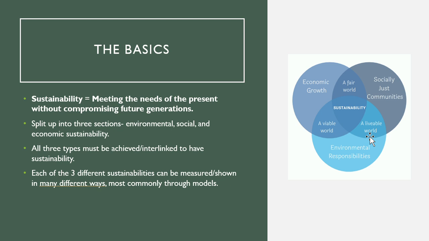Sustainability can be split up into three sections, which is environmental, social, and economic sustainability. All three types must be achieved or interlinked to have actual and realized sustainability, as shown in this Venn diagram to the right. Each of the three different sustainabilities can be measured or shown in many different ways, most commonly through models, which we will now look at.